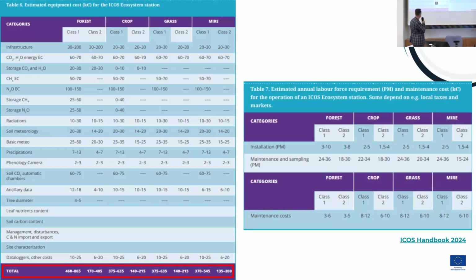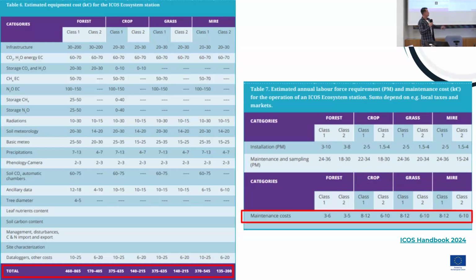I took this from the ICOS handbook that we produce every year, and you can see, I don't know if it's big enough, depending on the type of station and on the type of ecosystem, the range of cost is between 135 and 865 thousand euros for building the tower, to which you have to add between 3 and 12,000 euros per year to keep it operative. So this is a huge effort that research infrastructures and institutions worldwide are making to build and provide data sets, often for free and open, as we are pushing to do. And so it is worth this effort.